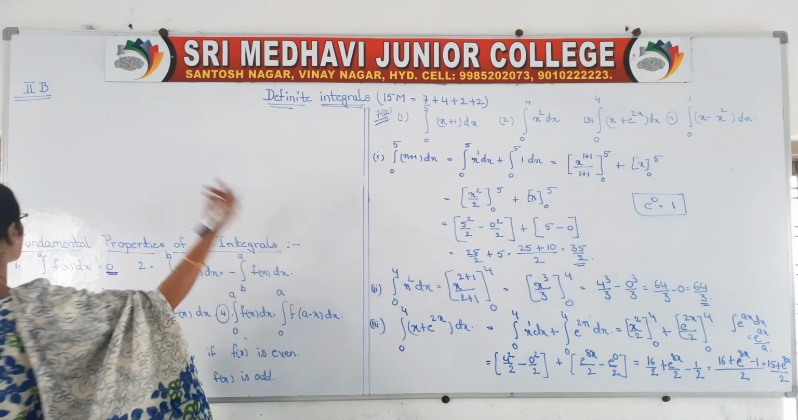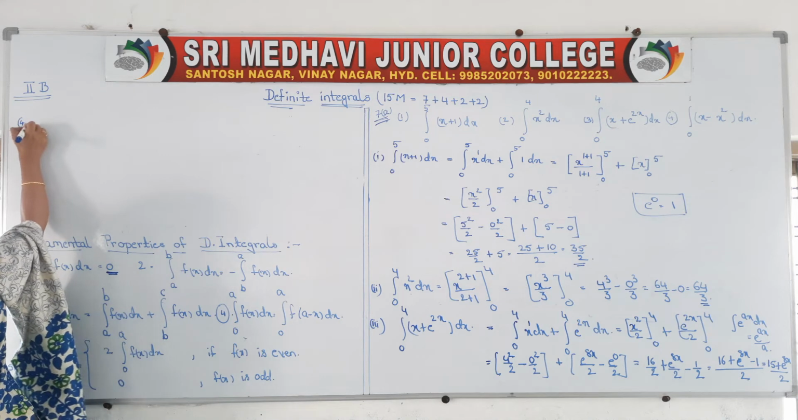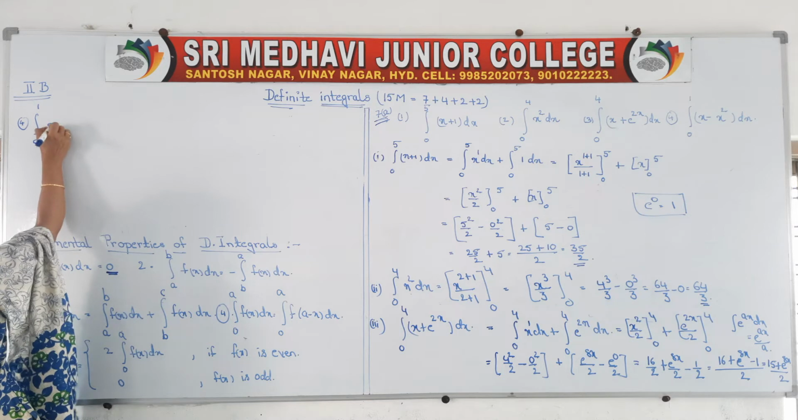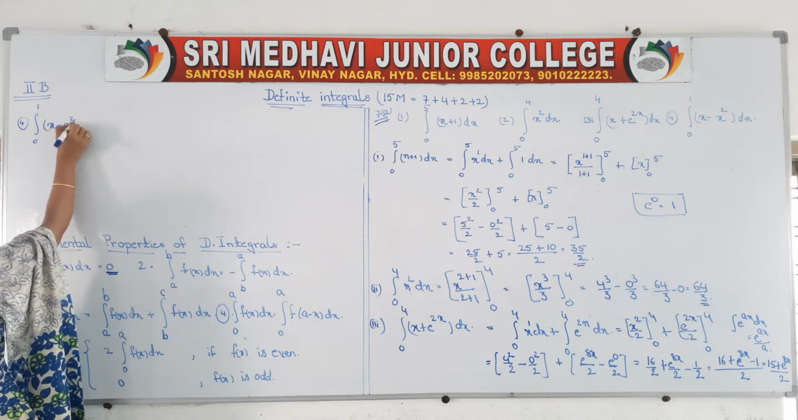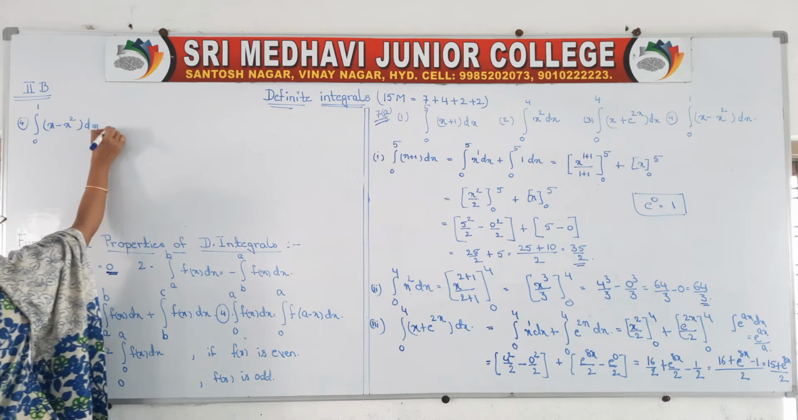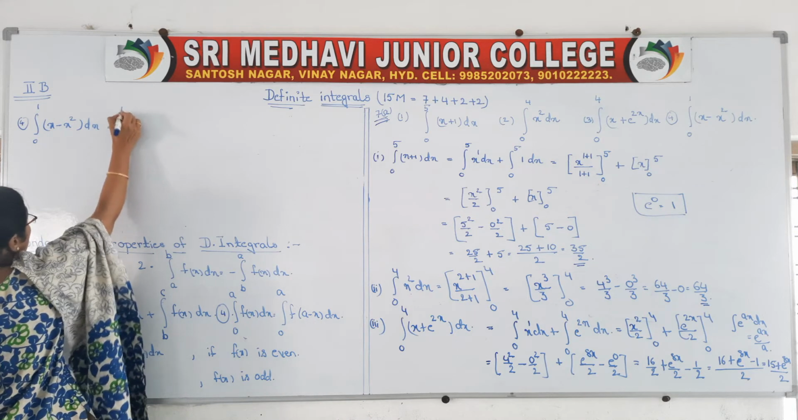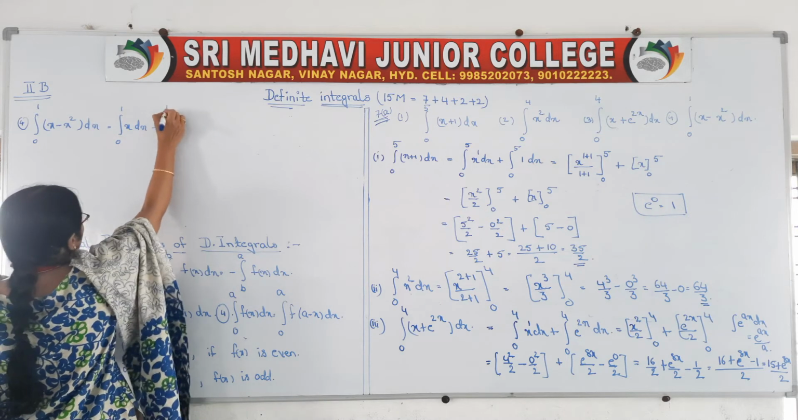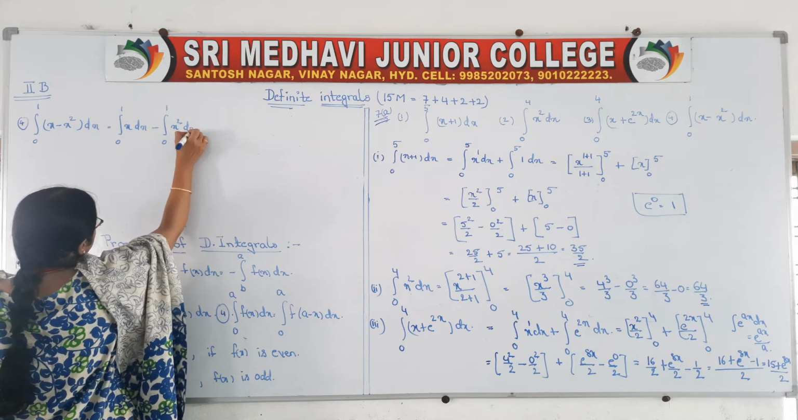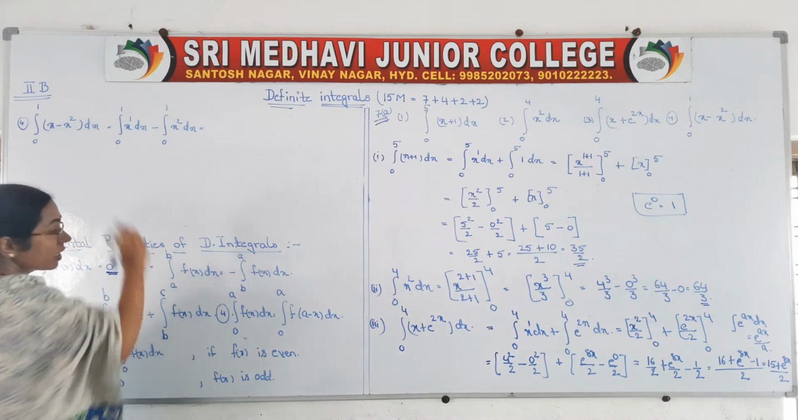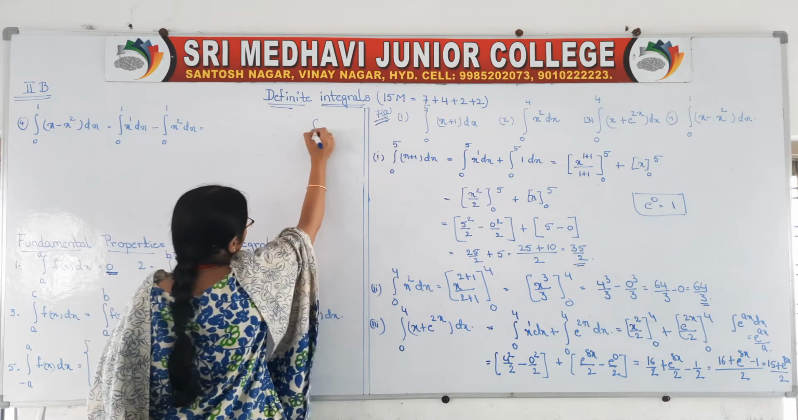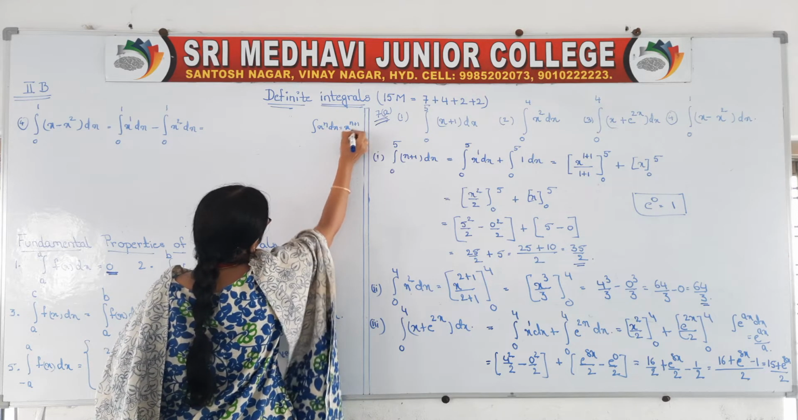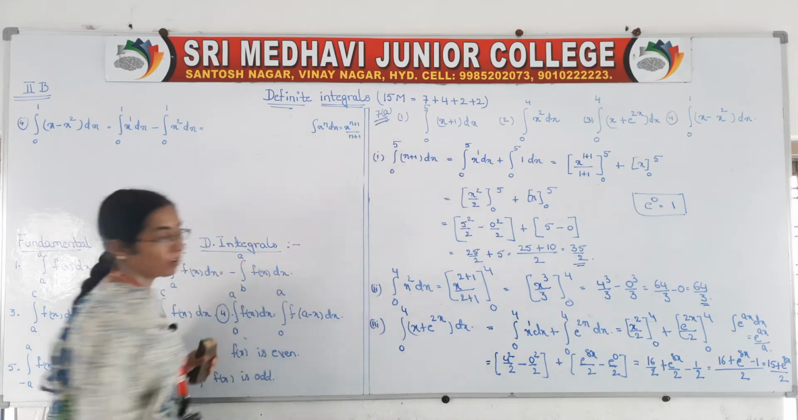Now come to the fourth question. What is your fourth question? Integral 0 to 1, it is x minus x square dx. So it is integral 0 to 1 x dx minus integral 0 to 1 x square dx. Both are in the form of integral x to the power of n dx, so it is x to the power of n plus 1 by n plus 1.